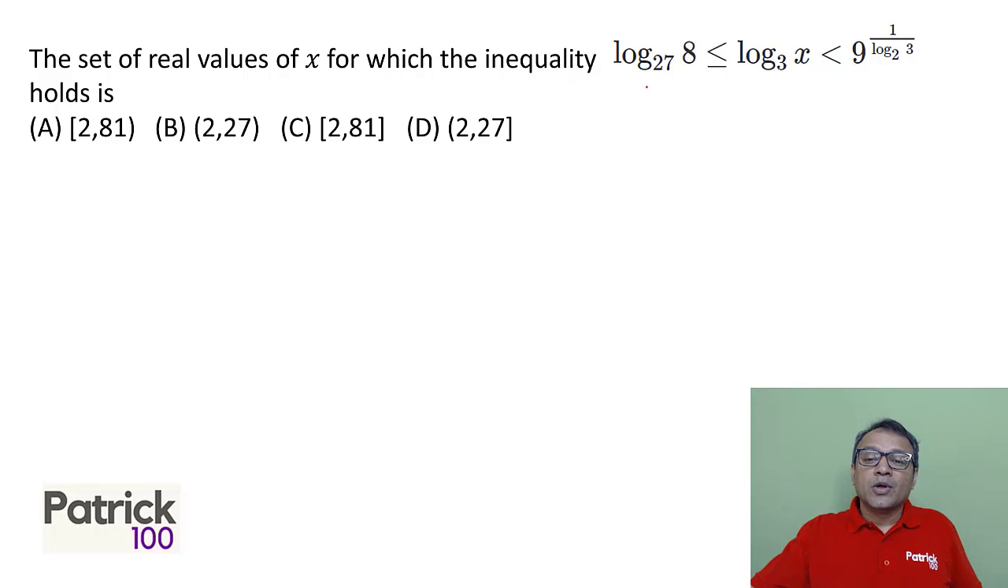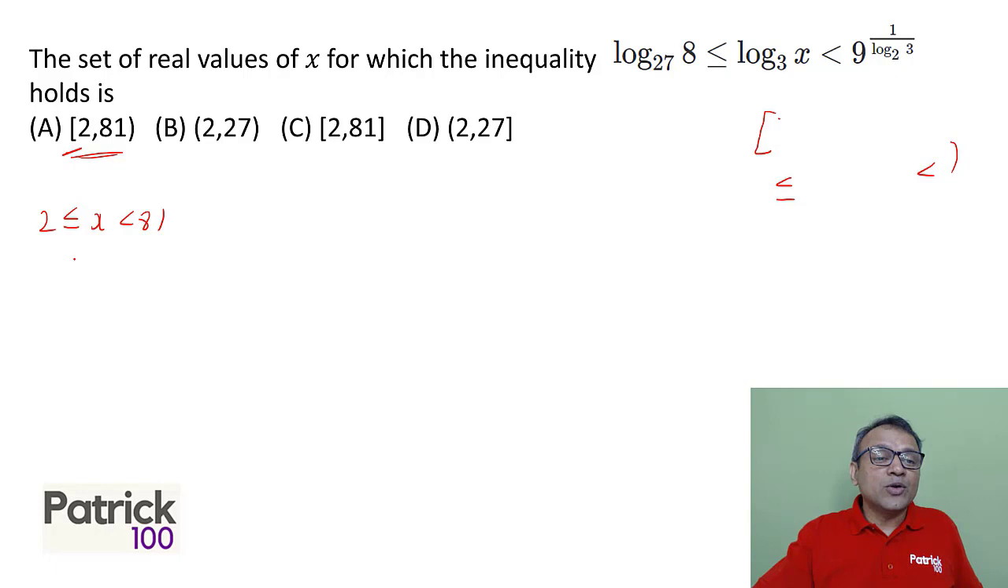Now this is an inequality question. You need to obviously understand the concept. If you understand the concept, it becomes easier to solve. For example, if you know the square bracket means less than or equal to, and the curved bracket means less than. For example, here when you say [2, 81), it means 2 is less than or equal to x, which is less than 81. Because there's a square bracket here, there's a less than or equal to, and there's a curved bracket here, there's a less than.